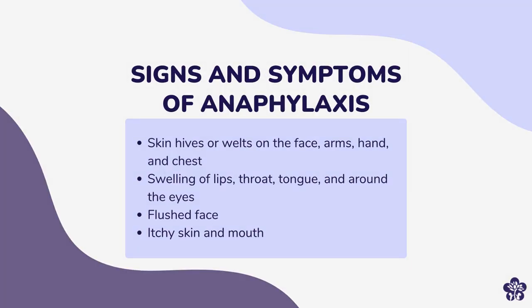A reaction to any of those allergens that causes anaphylaxis needs to be addressed as quickly as possible as it can become life-threatening. As the allergen enters the blood system, the body reacts and releases chemicals that can affect many body systems. Often, allergic reactions will appear visibly on the skin in the form of hives and welts on the face, the arms, the hands, and the chest.